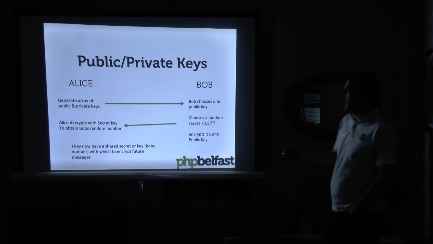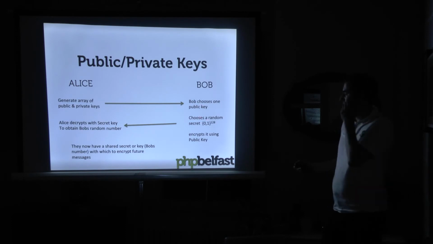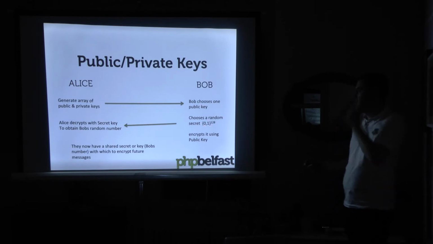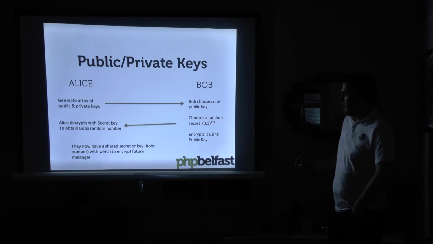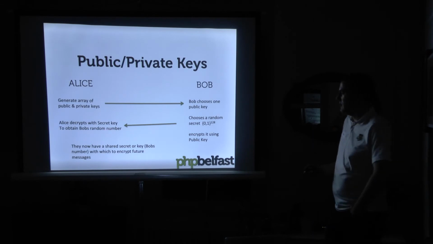So this is a wee bit like our lockbox example, and this kind of explains how it works. Let's take Alice. Alice generates a list of public and private key pairs, and she sends that to Bob. Bob chooses one of the public keys, and then he chooses a random secret. It's going to be a 128-bit number, and he sends this back to Alice. Alice uses her secret key to match up which one he chose. So now she knows the secret, he knows the secret. They now have this shared secret, which is Bob's random number, with which to encrypt the messages.